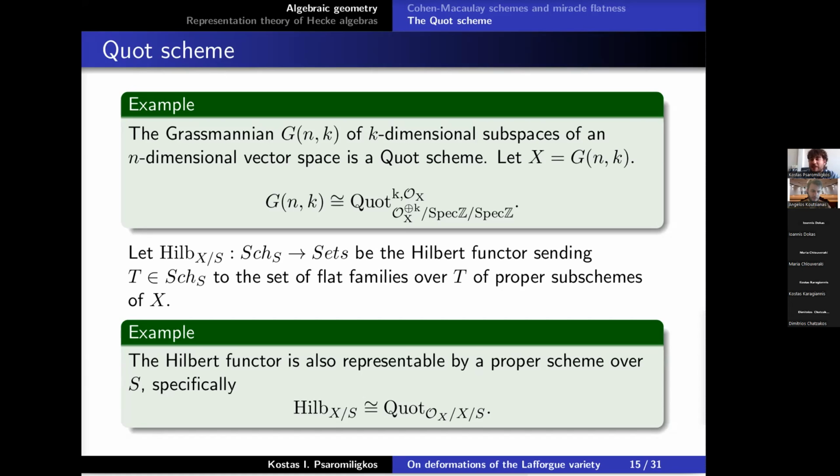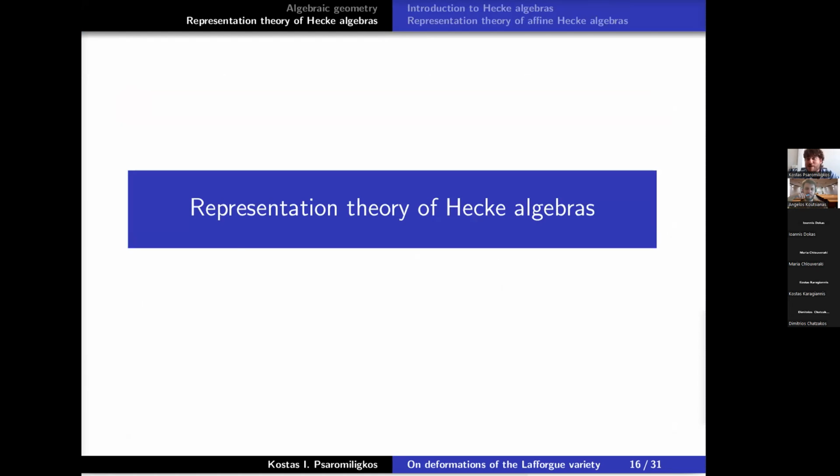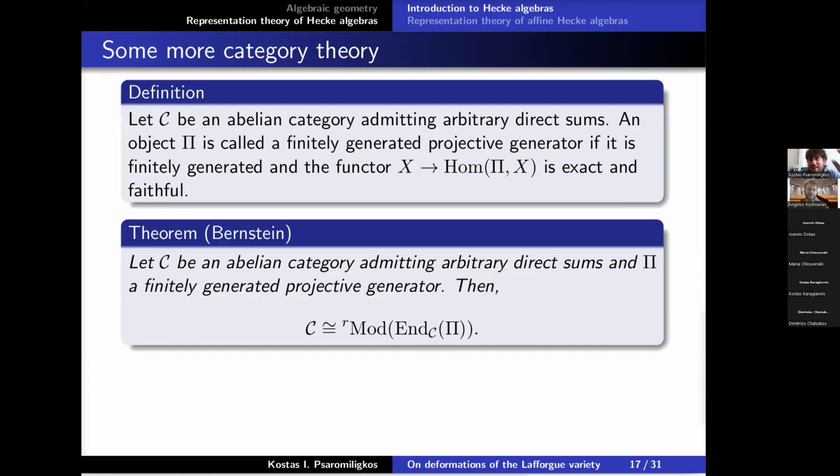So the next part, actually, a lot of people will find it more elementary than the first part. We're going to talk about Hecke algebras. First, some more category theory. If we have an abelian category that has arbitrary direct sums, we call an object a finitely generated projective generator if it satisfies this condition. And what is important is this theorem that if you have an abelian category that has such a generator, then you can write it as a category of modules over an algebra.